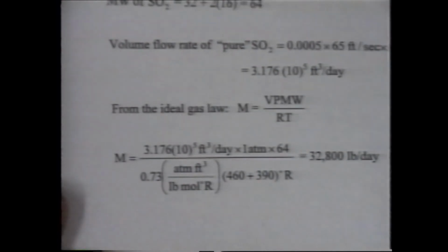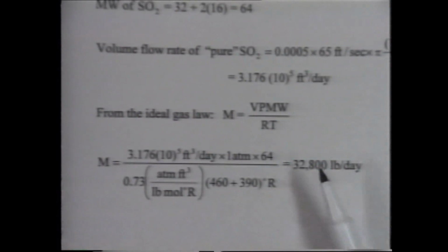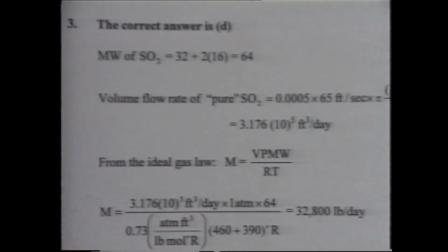And now we simply substitute the numbers in. Our volume of essentially pure SO2 times the pressure times the molecular weight of SO2, because we're not dealing with air or stack gases anymore. We've isolated the SO2 as a pure component, divided by RT, and T again must be an absolute temperature. Here we're dealing with units of degrees Rankine, so to the Fahrenheit measurement we add 460, and that gives us 32,800 pounds per day, which, by the way, is not an unusual SO2 flow rate for a large power plant.